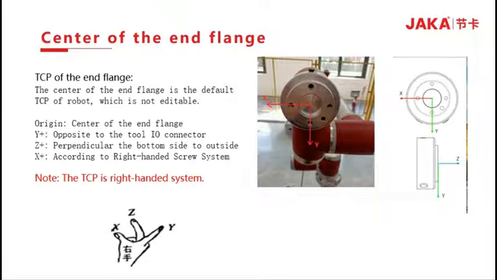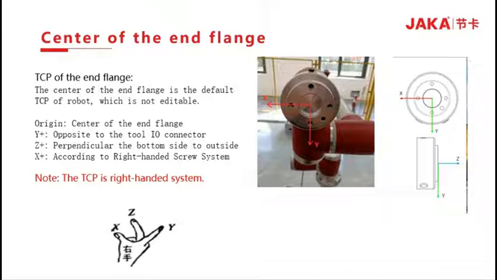This is the default position for TCP of the robot and its parameters cannot be modified. The origin of the end flange is at the center of the end flange. The opposite direction of the end tool I/O connector is the positive direction of this TCP. The Z positive direction of this TCP is from the center of the end flange towards its outside. The X positive direction of the flange is defined according to the right-handed screw system.